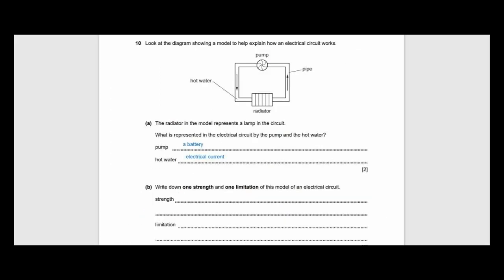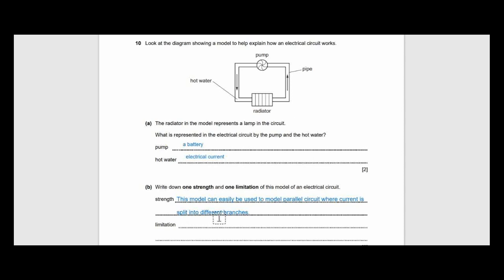Next. Question 10b. Write down one strength and one limitation of this model of an electrical circuit. Start from the strength first. Right, let's open up the answer. The strength is this model can easily be used to model a parallel circuit where current is split into different branches. Next, what is the limitation of this model?